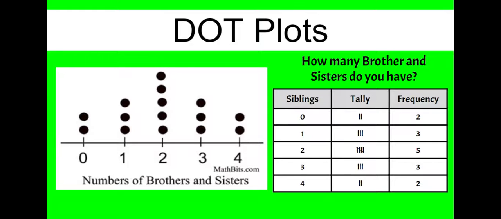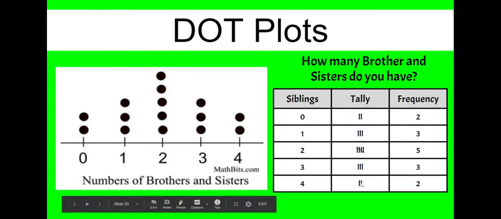If you said yes, they do match, then you are correct. There are 5 people who said they have 2 siblings, and there are 3 people who said they have 3 siblings, and there's only 2 people who said they have 4 siblings. So remember, you can match a frequency table to a dot plot. There can be errors, so make sure that they match each other.